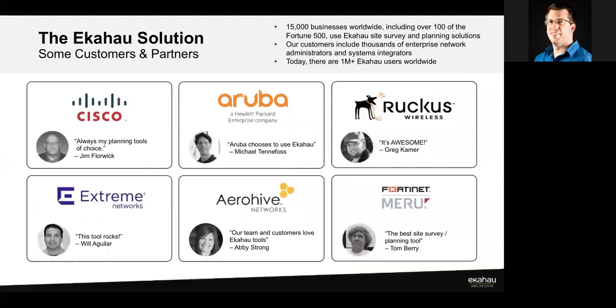So Ekahau partners with all of the major wireless LAN vendors: Cisco, Meraki, Aruba, Ruckus, Fortinet, Mist, Aerohive. All of their SEs love our tools. They use our tools. Even the Aruba and Cisco training requires you to know how to use Ekahau Site Survey, which is pretty awesome. So it's very complementary.